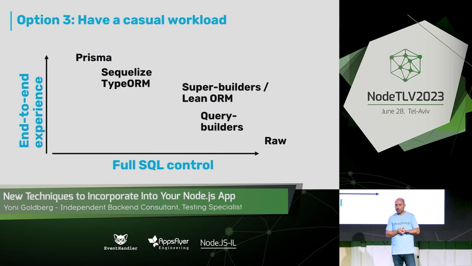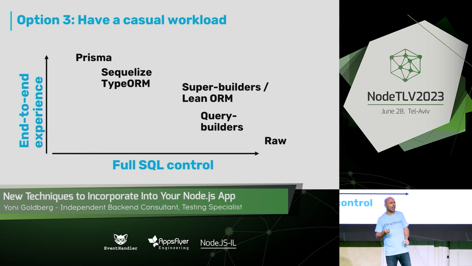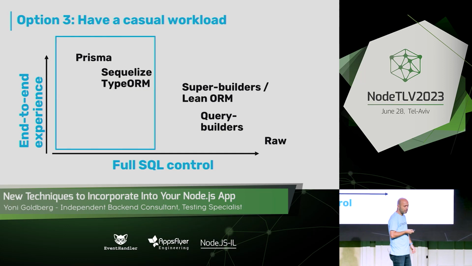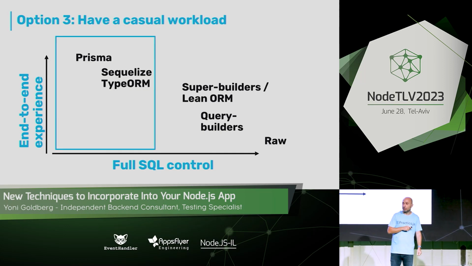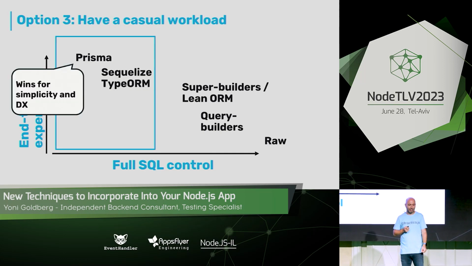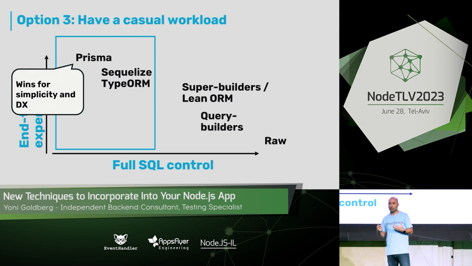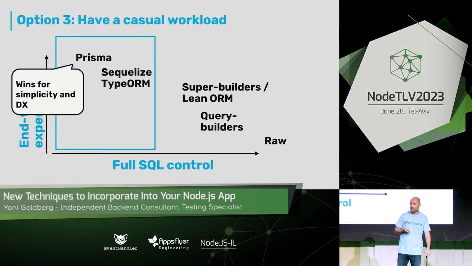Option 3, you have some casual workload. You know, a CRUD application, maybe your full stack team is not highly knowledgeable about SQL. Then you look for something on the left side. And I think that at least here, Prisma is the big winner because its development experience and end-to-end workflow features are really outstanding, at least for this department.